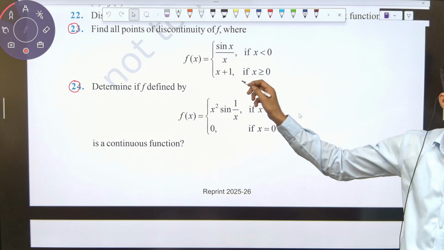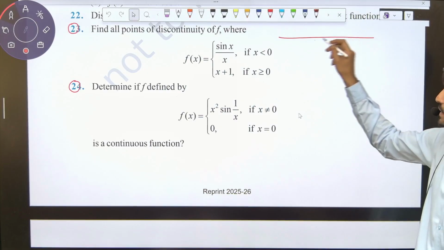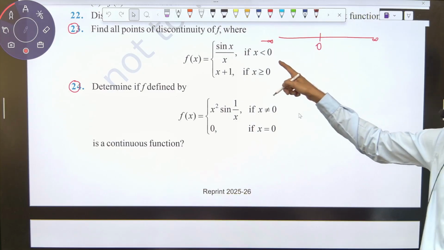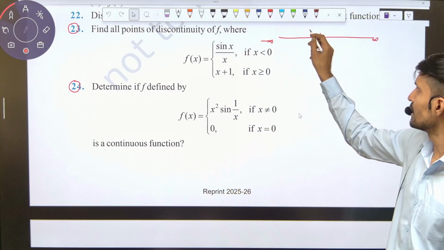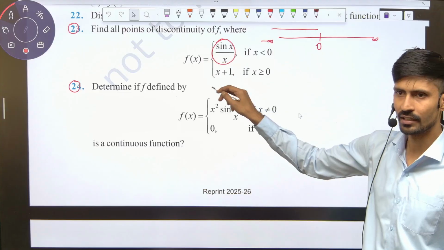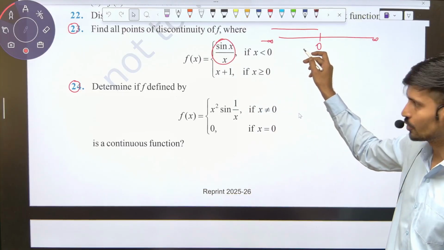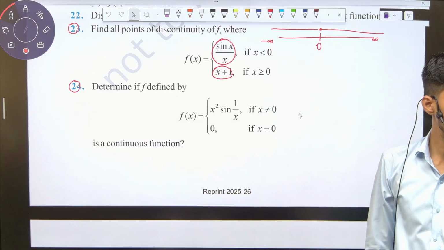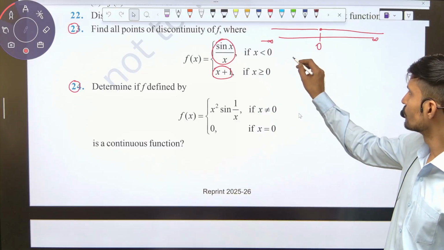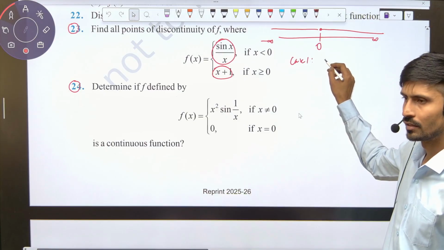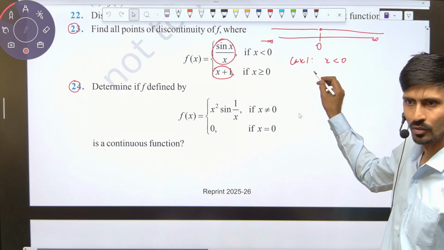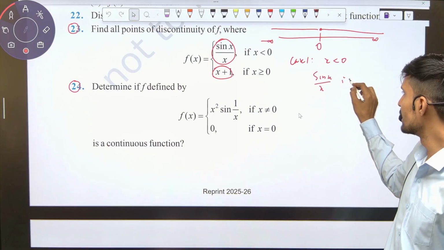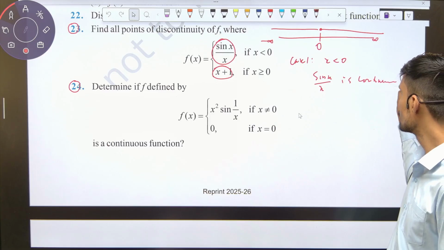Here there are a total of 3 cases. Let's represent all 3 cases on the number line, minus infinity to infinity. This is 0. It is saying when x is less than 0, in this region you have to consider this function. And when x is equal to 0 or greater than 0, it means talking about this point and all points, we have to consider this function. And that day I told you, first of all you will write case 1: x is less than 0. When x is less than 0, you will directly write sin x by x is a continuous function.